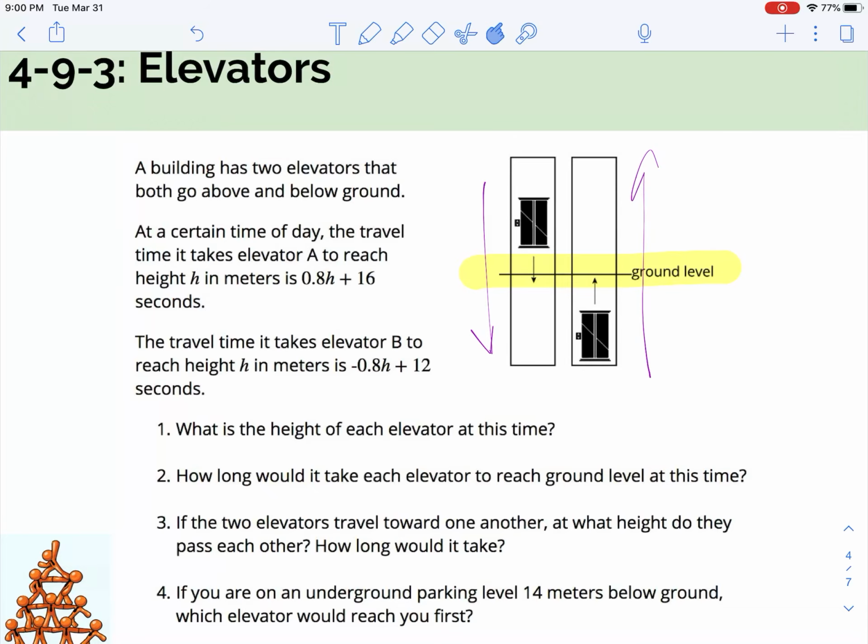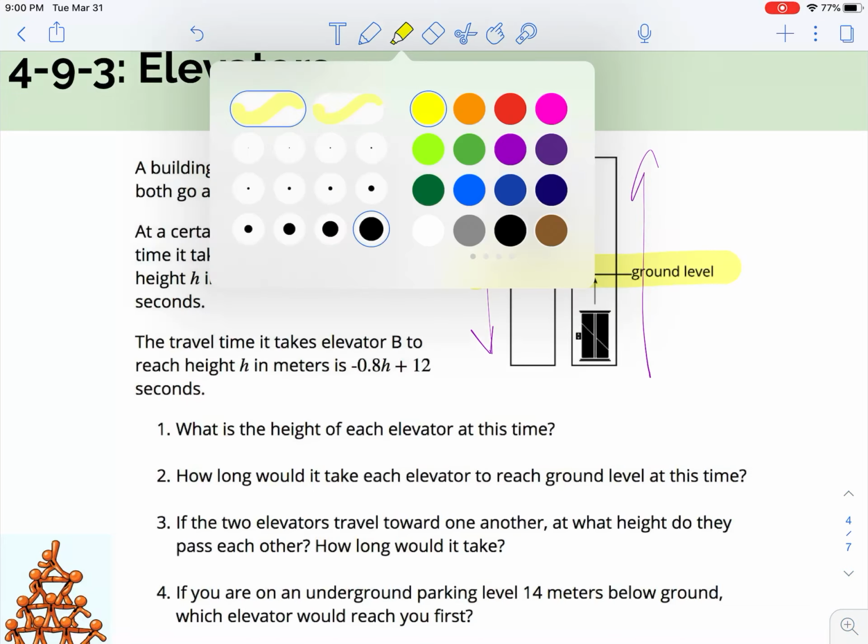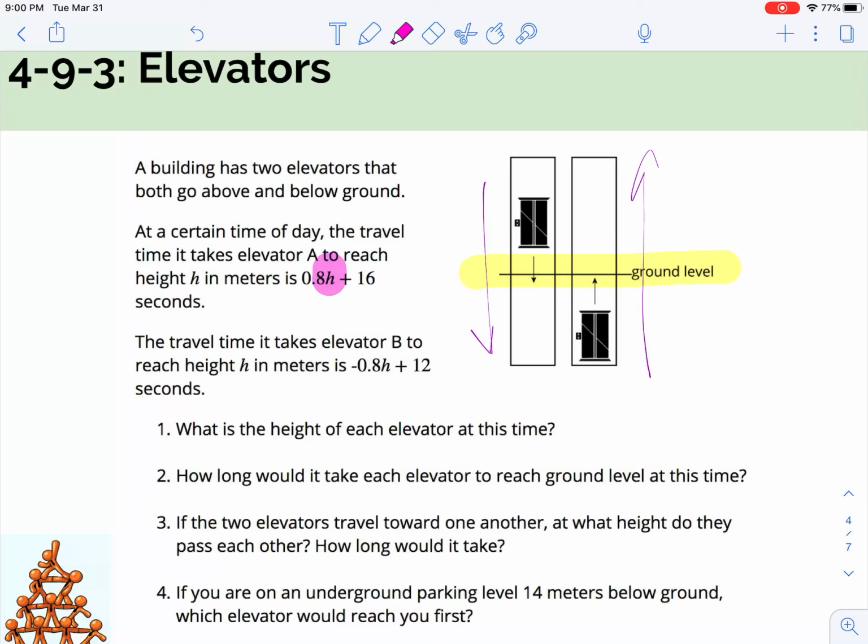For the first question, it wants to know what the height of each elevator is at this time. So I'm going to use their equations to find height. Height is that h in there, right? What I've highlighted in pink is what we're trying to solve for, and the time that they're expecting you to set it to, because it's saying initially, you're going to set it equal to 0.